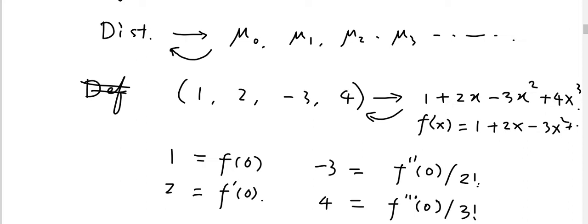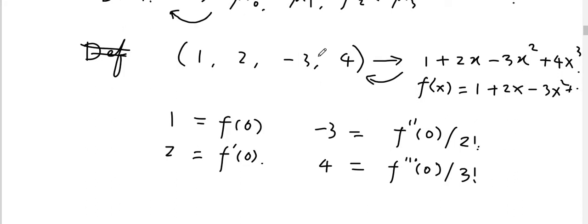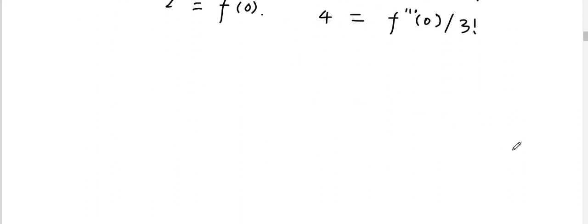Those coefficients can determine a polynomial. Then from the polynomial, we can determine those coefficients, right? Okay. So now we have those numbers like mu0, mu1, mu2, mu3. We have those mu. Then we can define this function.